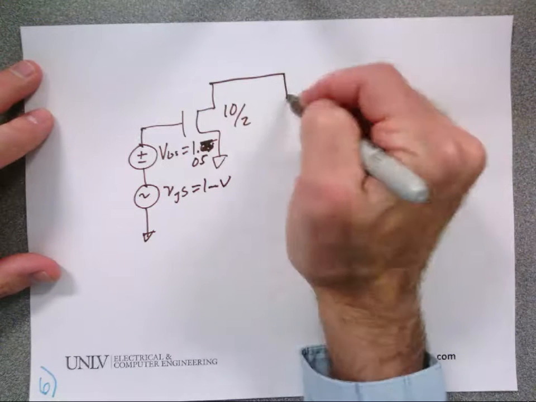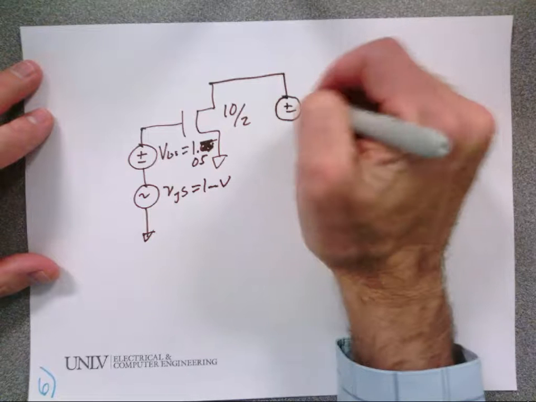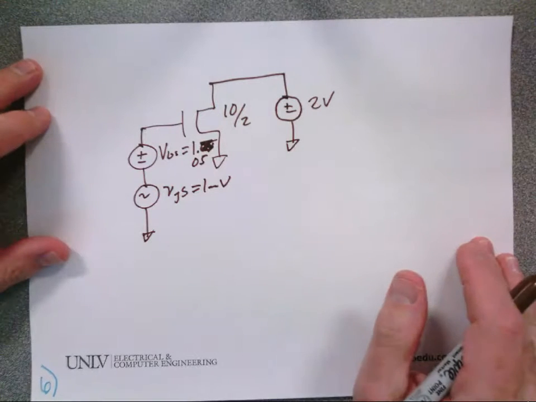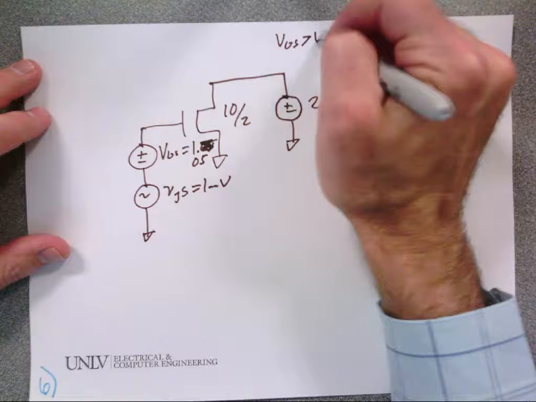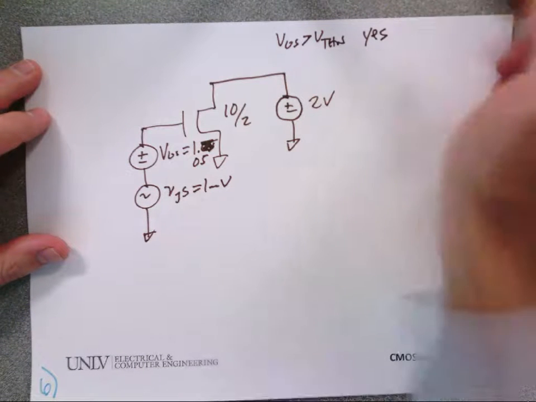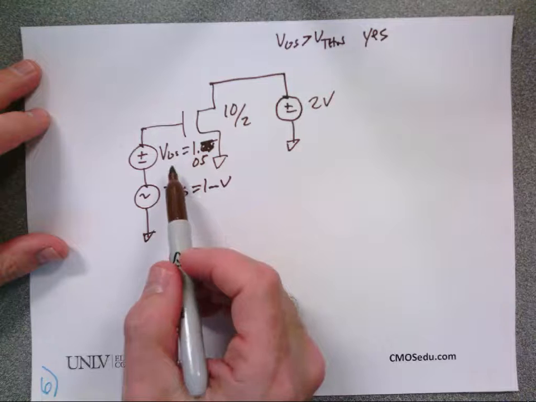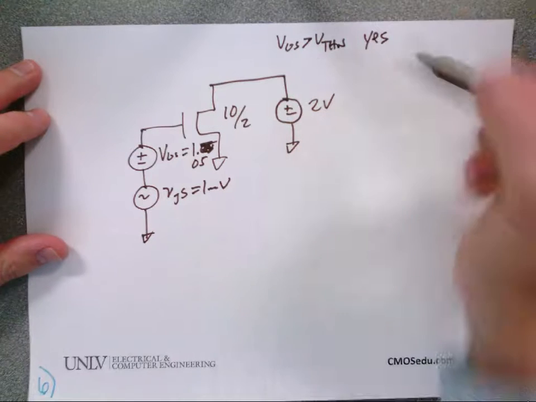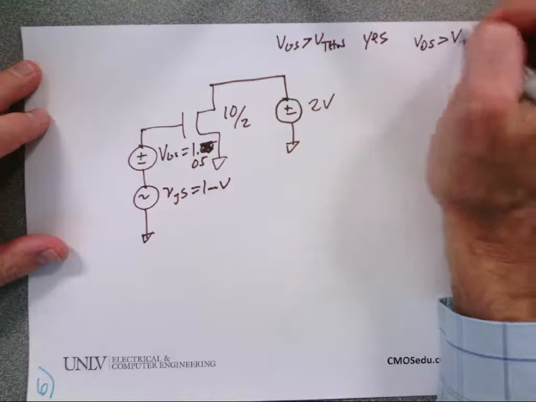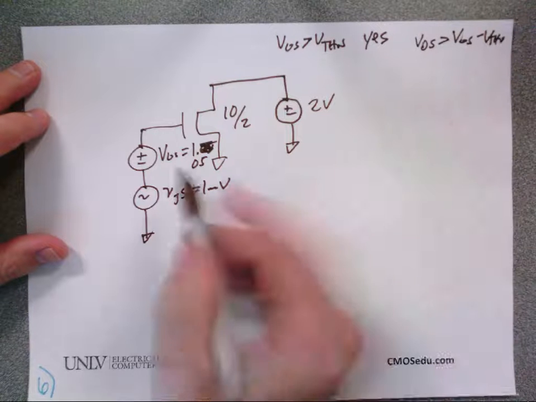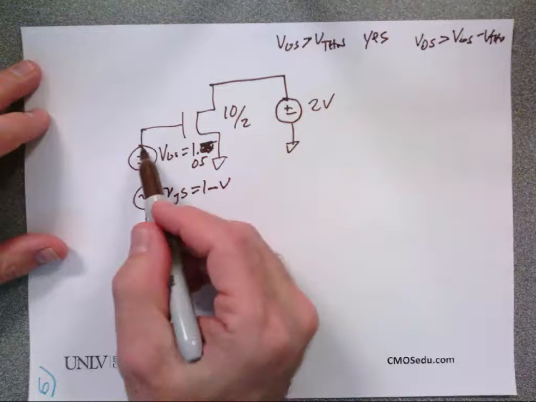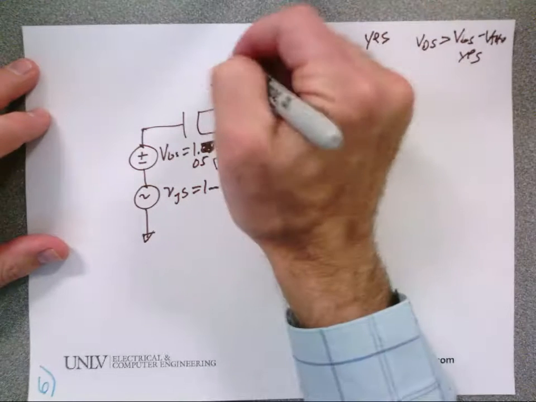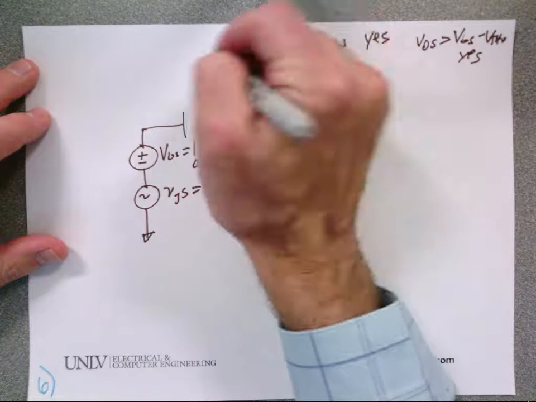And then I'm going to come over here and put a DC voltage here of, how about 2 volts. Okay, is it in saturation? Is VGS greater than the threshold voltage? VGS is 1.05. Threshold voltage is 0.8. Is VDS greater than or equal to VGS minus V threshold N? Yeah, drain is 2 volts, gate is 1.2 volts, so yes. Does everybody follow? Now, this current here is going to have a DC component and an AC component, just like we did with the triode.